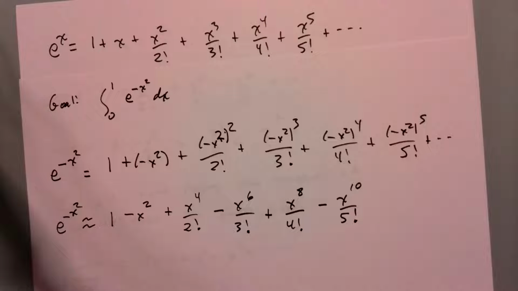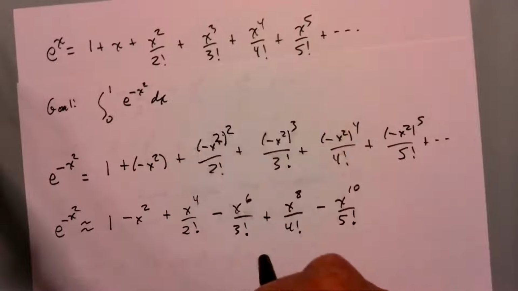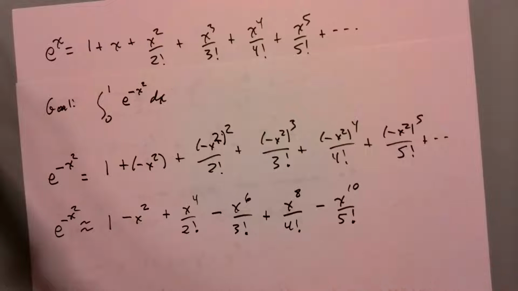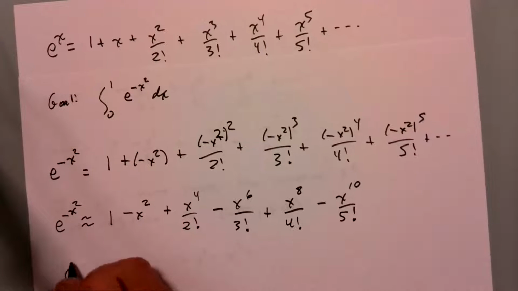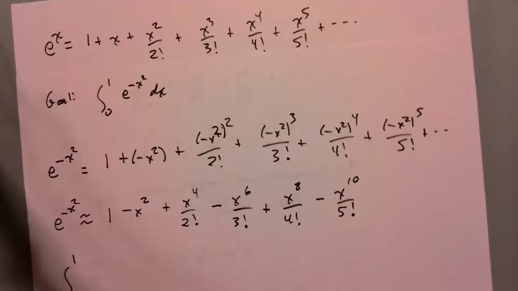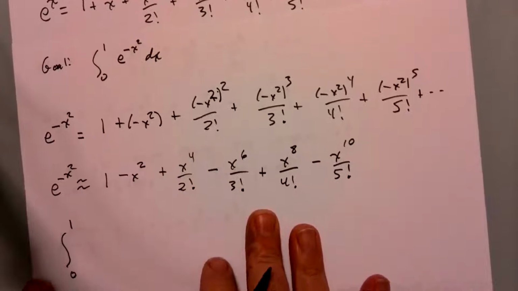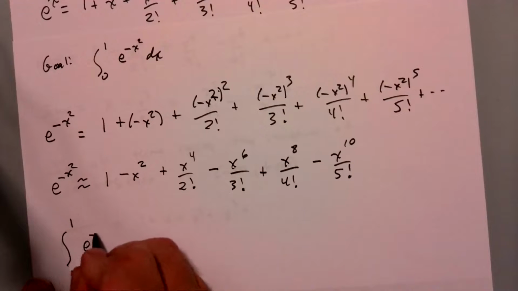So if I want to take the integral from 0 to 1, remember that's our goal, I would integrate this from 0 to 1 and see how close I'm going to get. So using a numerical approximation, in a sense, we're going to take the integral from 0 to 1 of e to the negative x squared dx.